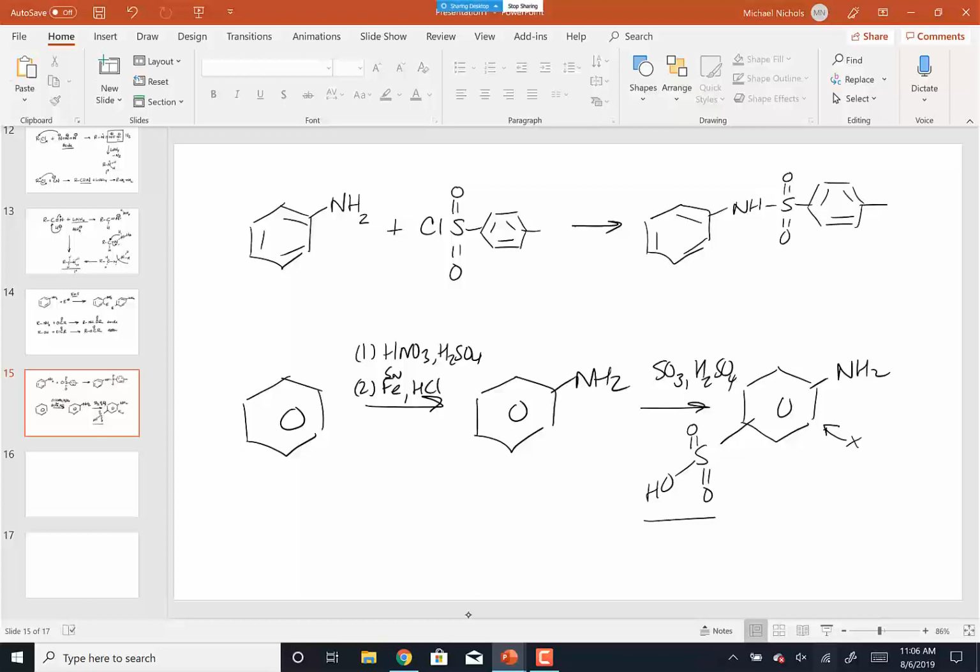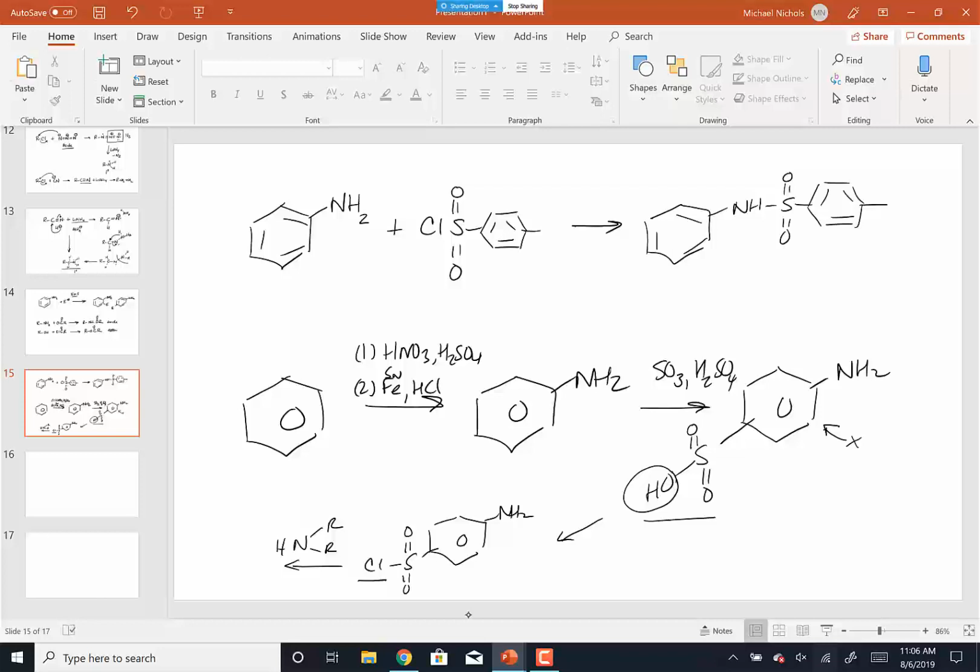Okay, so now what I'd like to do is add a nitrogen group to the sulfur. So we already know how to do that, right? I just need to take my molecule and convert that to a Cl, and then I can add a nitrogen group and put the nitrogen onto the sulfur.